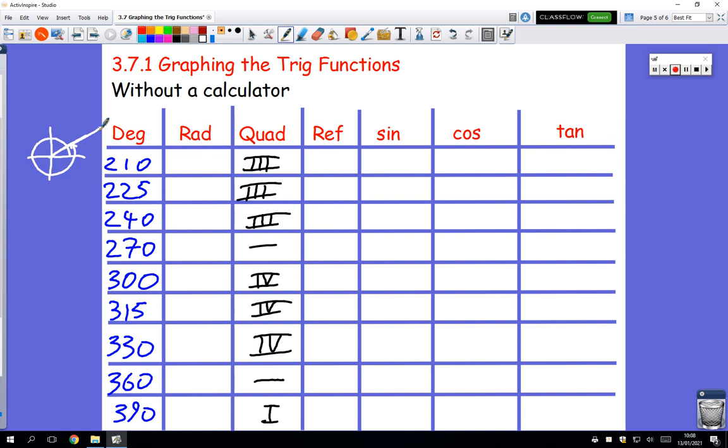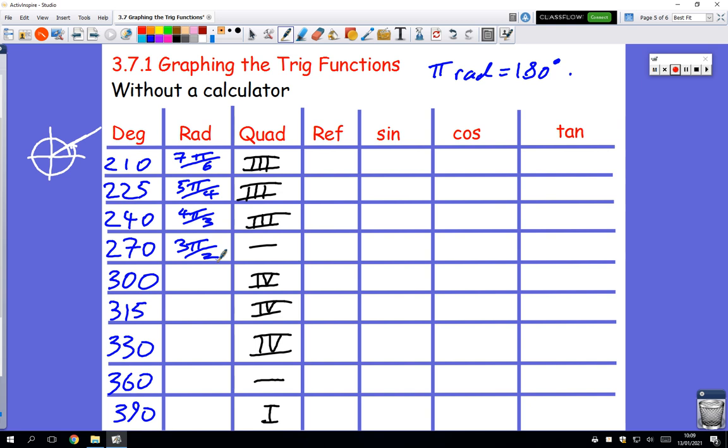Looking at converting into radian mode, remember always that pi radians is equal to 180 degrees. So into radian mode, 210 is 7/6 of 30, which is 7 pi over 6. Remember 30 is pi over 6. 225 is 5 lots of 45, and 45 was pi over 4, so 5 pi over 4. 240 is 4 lots of 60, which is 4 pi over 3. 270 is 3 lots of 90, which is 3 pi over 2.